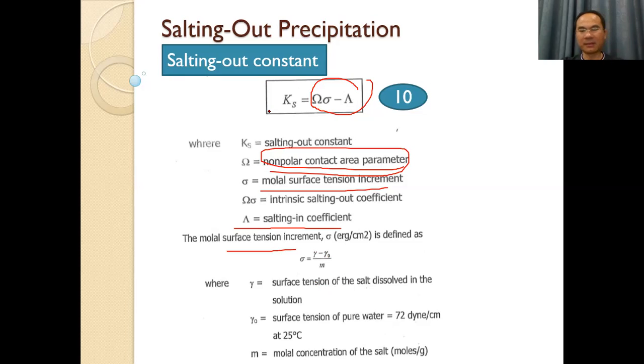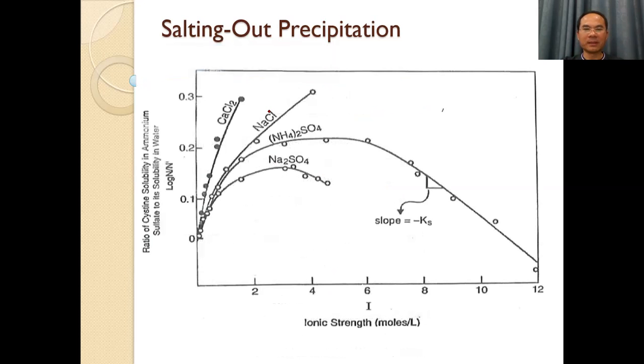And surface tension. So this is another example of precipitation, salting in and salting out effect. Mostly, calcium chloride and sodium chloride, as I told you previously, give salting in. Ammonium sulfate and sodium sulfate give the salting out effect.